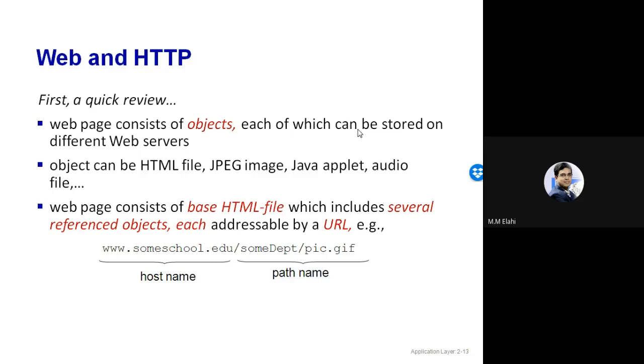An object can be the HTML file itself. It can be a JPG image. It can also be programming code. You know, JavaScript is built into the HTML, so that is also an object. So HTML is a container, a web page is a container. Now, how can we access those objects?